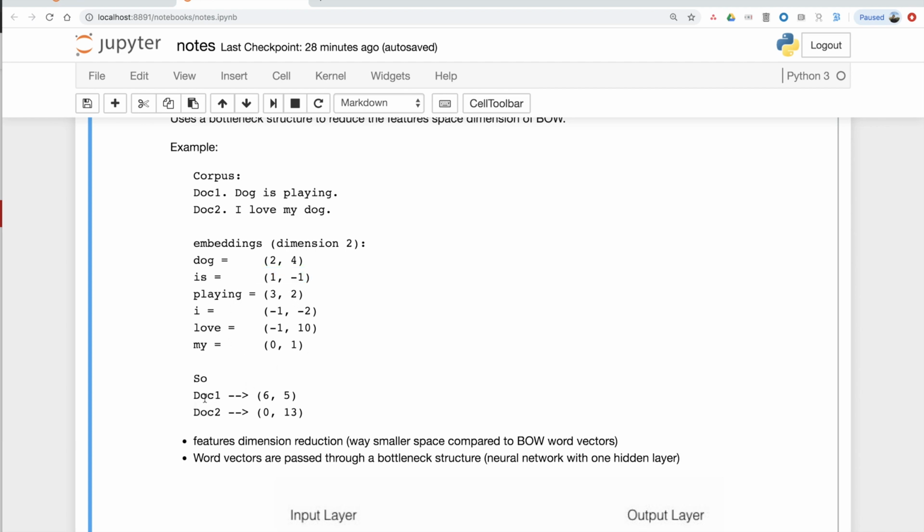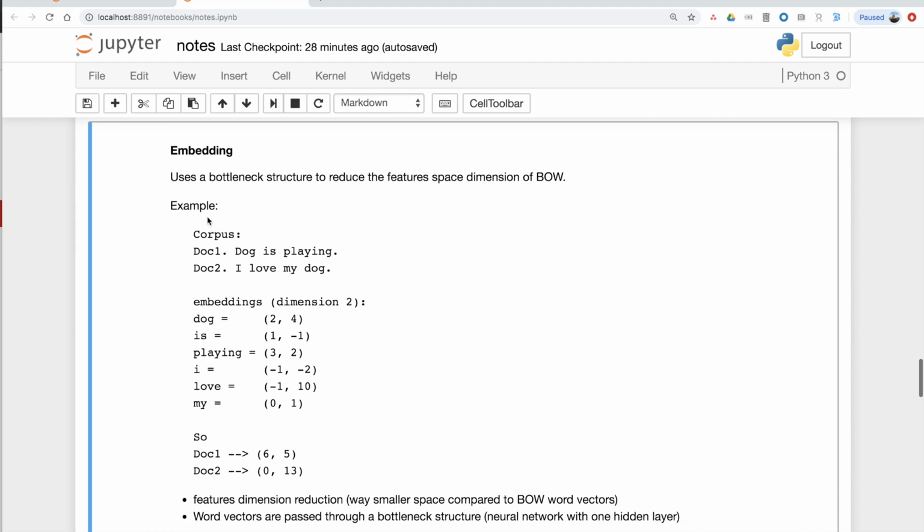And then at the end, again, document one is represented by adding these dog-is-playing vectors, and document two is obtained by adding the corresponding vectors. This adding that I'm saying is sometimes done by averaging. There is also research showing that it doesn't matter, because at the end you are doing some normalization on the feature vectors. So this is just to give you an idea of what's happening in the embedding approach.